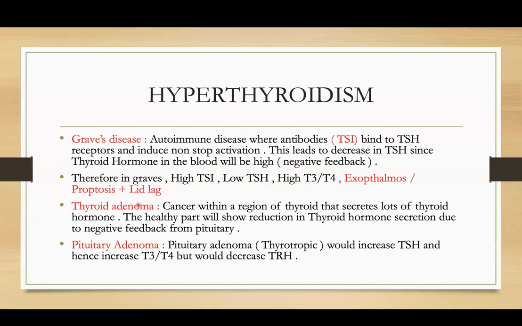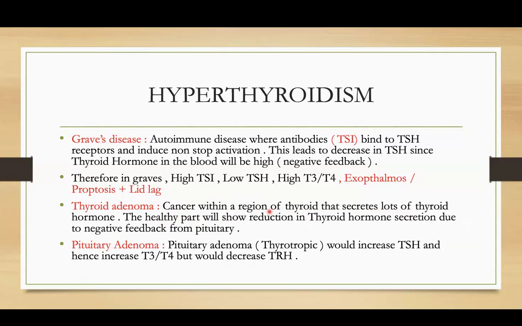Then we have something called thyroid adenoma, which is a cancer of the thyroid. And obviously, this causes an increase in the size of the thyroid gland because it is a cancer. And the healthy part of the gland, which is not affected by the cancer, will show a reduction in thyroid hormone secretion because of negative feedback. So again, in thyroid adenoma, we're going to have increased T3 and T4 from a particular section of the thyroid gland, which has this cancer. The healthy part, which does not have this cancer, will show reduction in thyroid hormone secretion, but overall there will be an increase in T3 and T4 and a decrease in TSH again because of negative feedback.